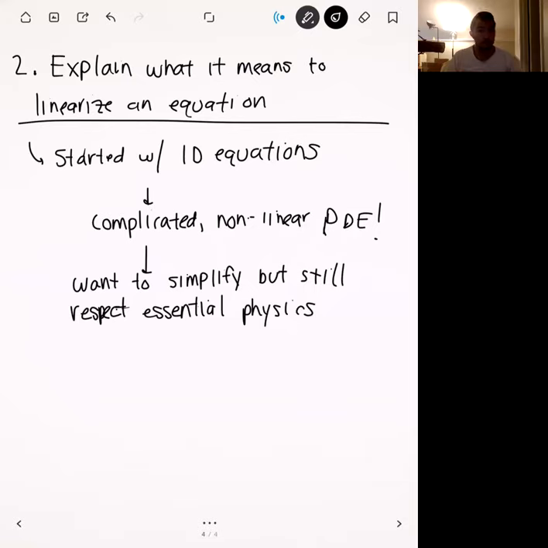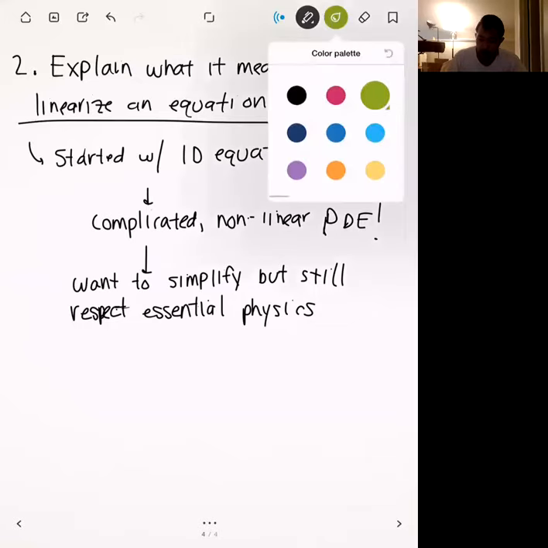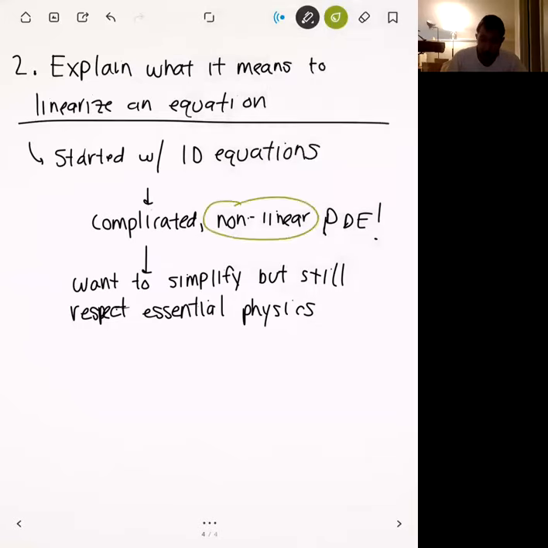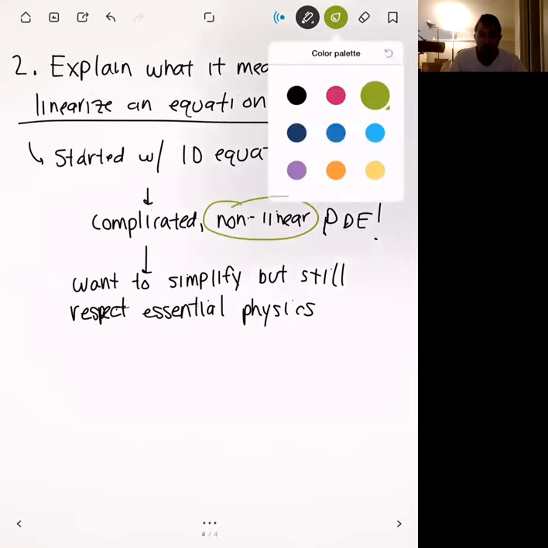Okay. And the way that we did that was through linearizing the equation. And so the idea with linearization is we want to simplify, specifically, we want to simplify all the terms that are nonlinear, okay? And so what do I mean by nonlinear? Remember, nonlinear terms, all that basically means is that we have a solution variable multiplied or divided by a solution variable.